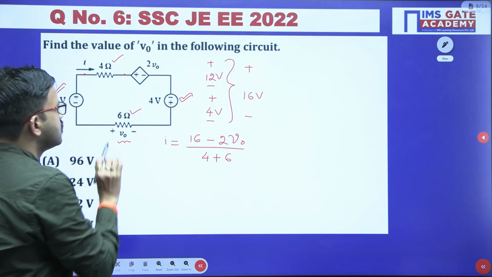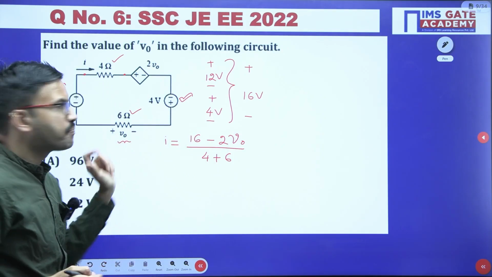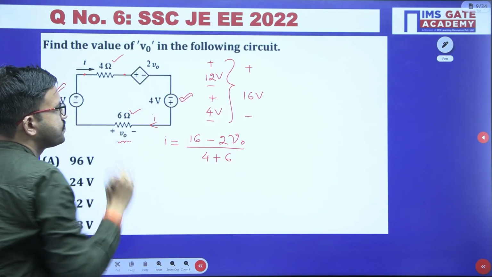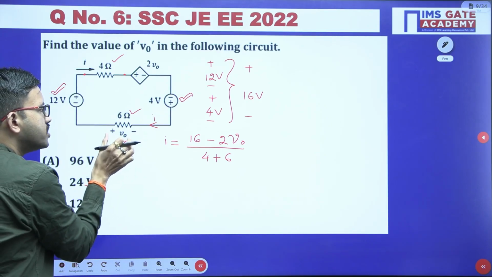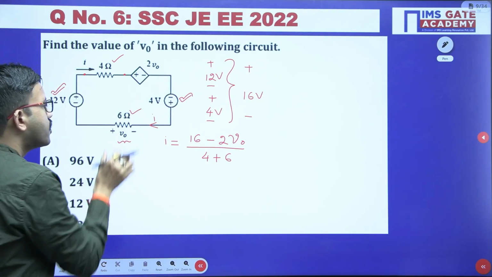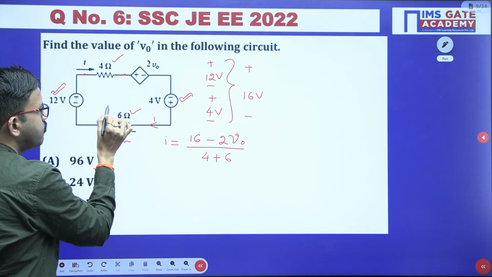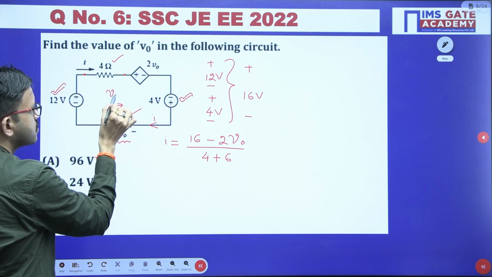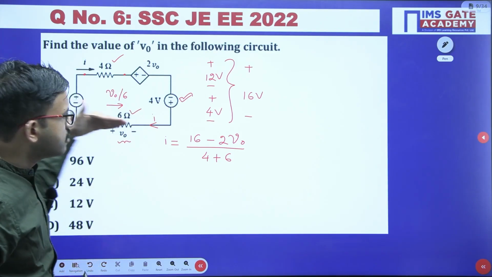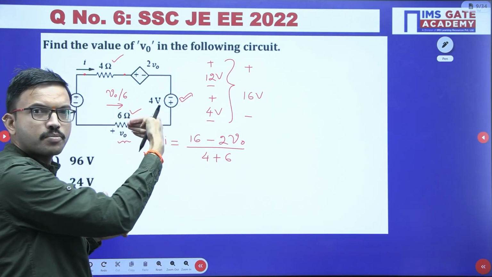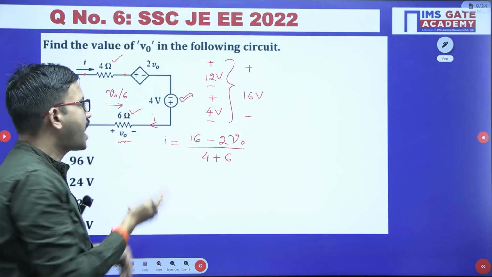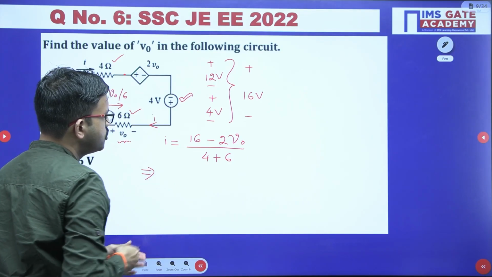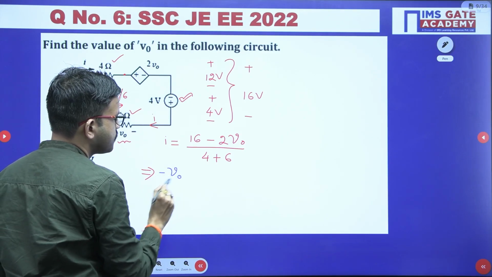Just by observing this particular resistor, the current I is flowing like this, right? But according to this particular voltage polarities, the current flowing in this direction, by using Ohm's law, is V0 by 6. V0 by 6 is flowing like this, but the current I is flowing in the opposite way. Both are opposite, so we can write I equal to minus V0 by 6.